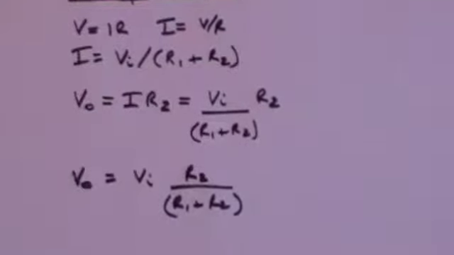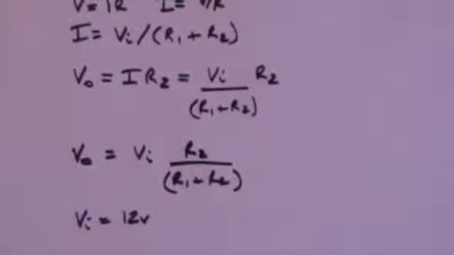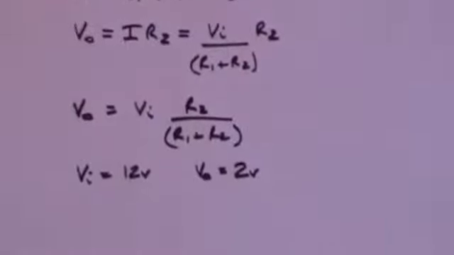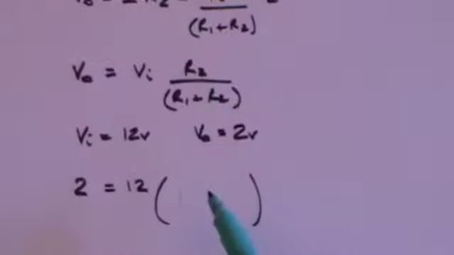Suppose, for example, that the input voltage is 12 volts, but I want an output voltage of 2 volts. How might I achieve that? Well, I've got 2, the output voltage, equals 12 times a certain amount. What does that amount have to be? Clearly this fraction must turn out to be 1 over 6, because 12 over 6 is 2. So I need to get 1 over 6.